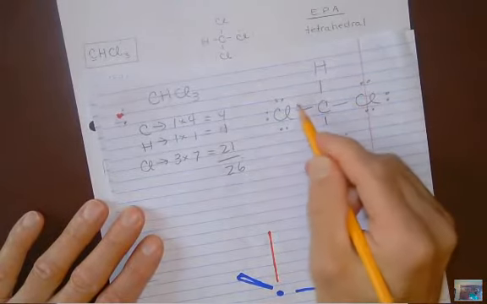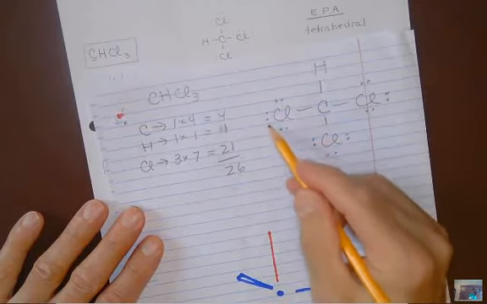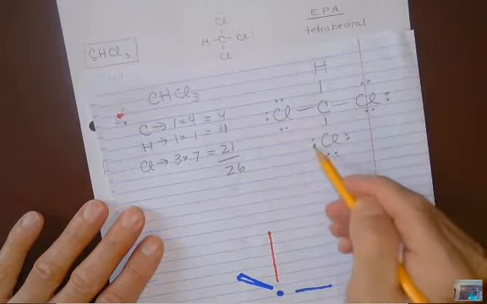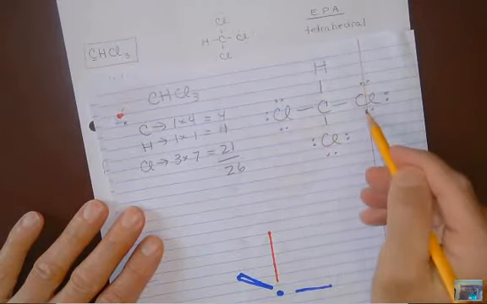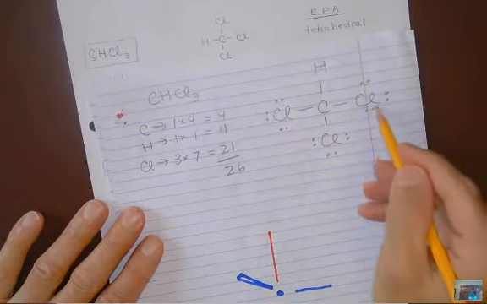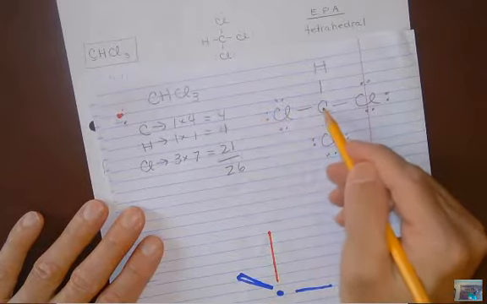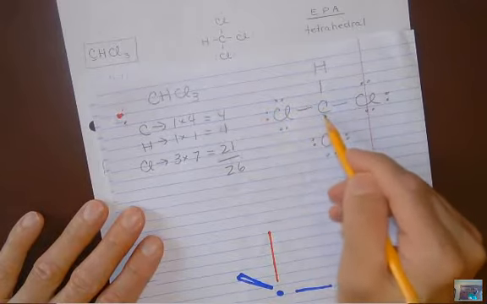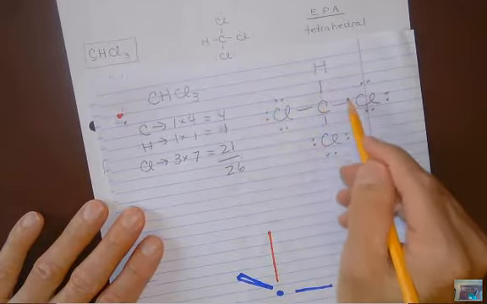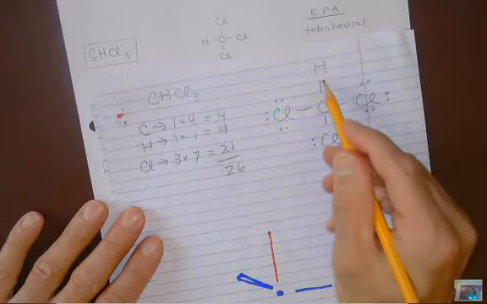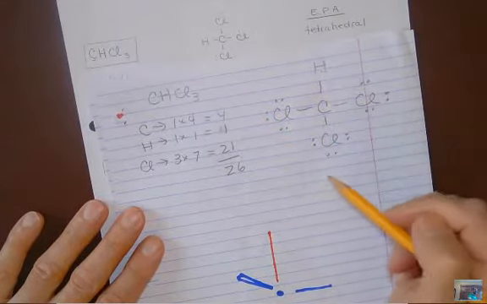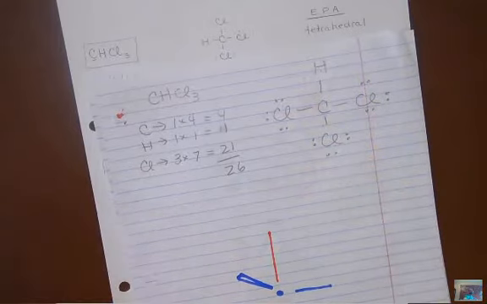So I perfectly make it around with top, bottom, left, right, top, bottom, left, right, top, bottom, left, right. That's going to give you 8 around each chlorine, so they're all satisfied. This carbon is satisfied. It's got 2, 4, 6, 8 that it has. So it has an octet. And lastly, hydrogen is happy with 2. So every atom is happy in here.